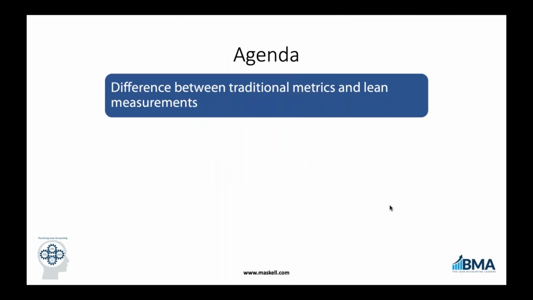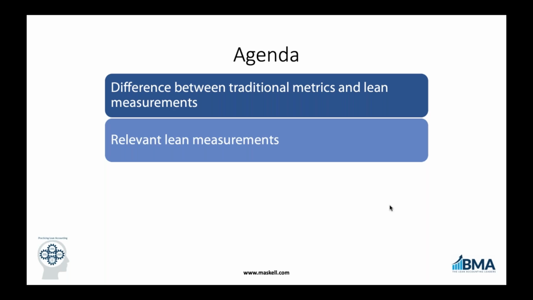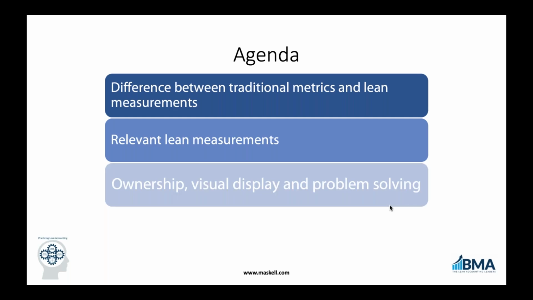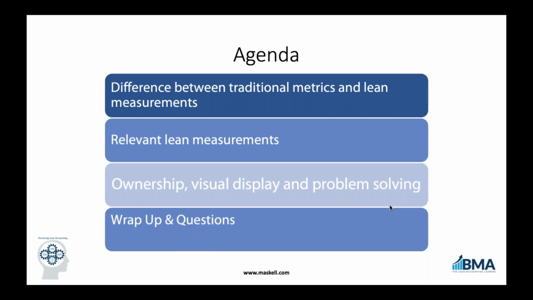Today we're going to be talking about the difference between traditional metrics and lean measurements. We're going to describe the relevant lean measurements, and give you examples in different types of industries. Then we'll talk more about the deployment and usage of these measures, which is team ownership, visual display, and problem solving. Then we will wrap up and take some questions.